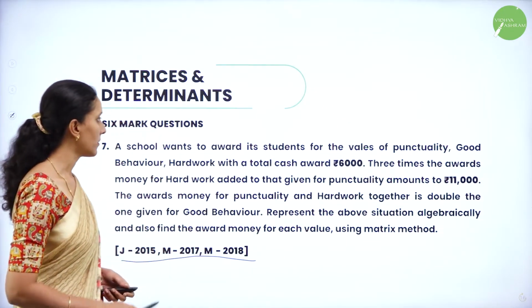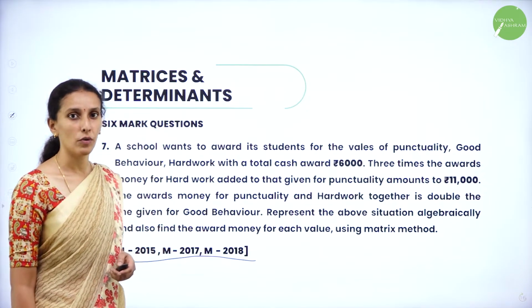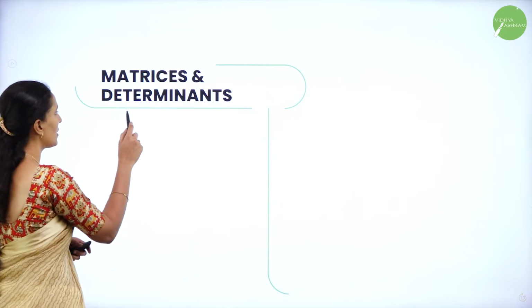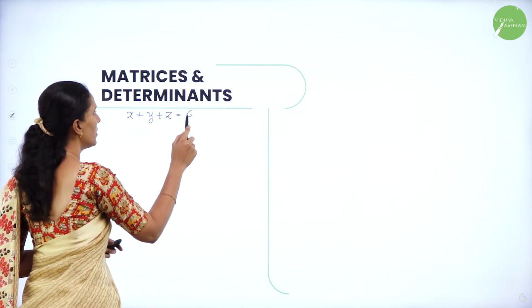Now let's see it. For punctuality, good behavior and hard work, the total cash award was 6,000. So that's why it is X plus Y plus Z is equal to 6,000.